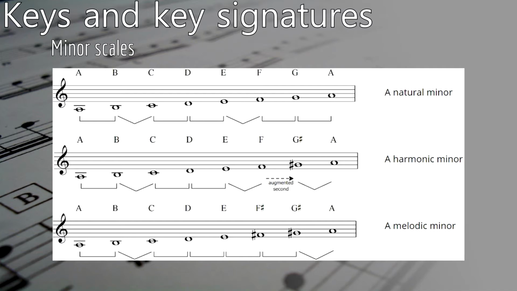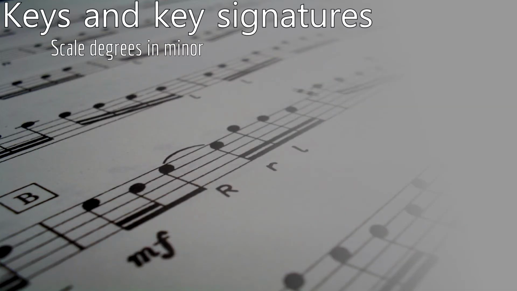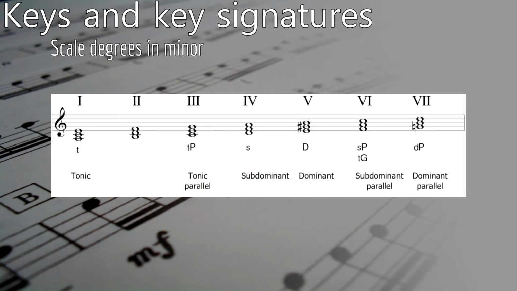The last 2 of these minor scales, so harmonic minor and melodic minor, both have the important leading note from G sharp to A. As in major, we also have scale degrees in minor. And to show them, we use a scale that's a bit of a mixture of harmonic minor and natural minor. So the 1st degree is again the tonic, only in minor. For the 2nd degree, which is the diminished chord, again, it's a similar problem to the 7th degree of major. We don't really assign a function here. The 3rd one is the tonic parallel.